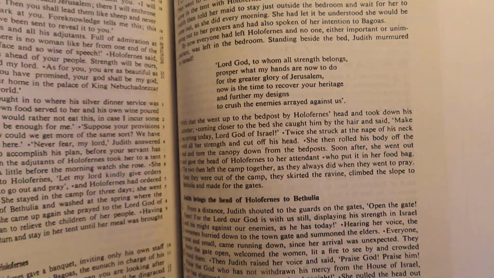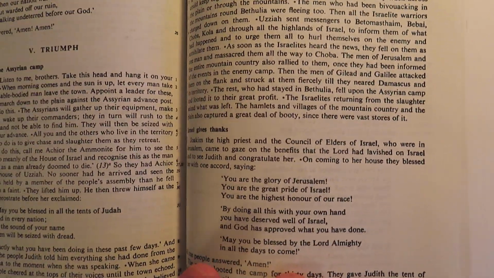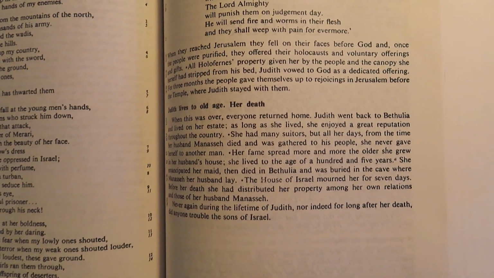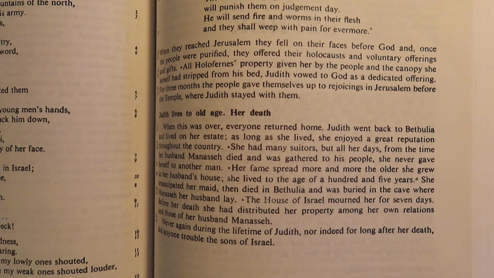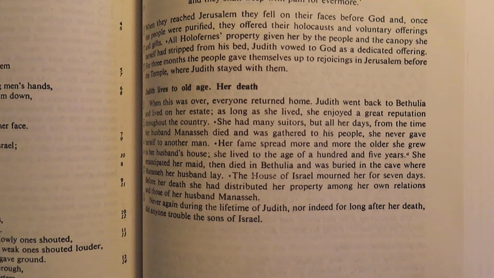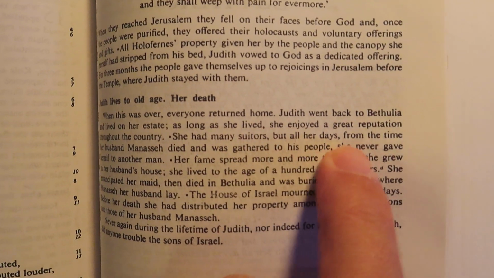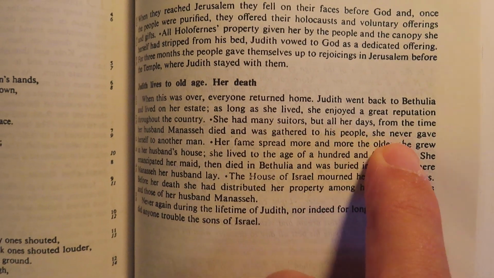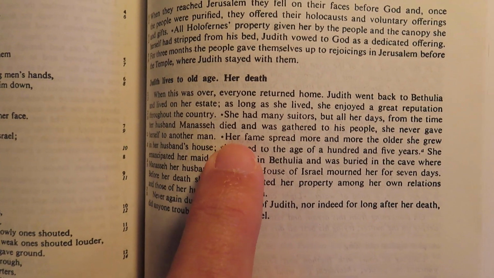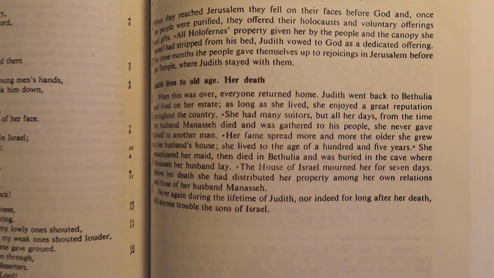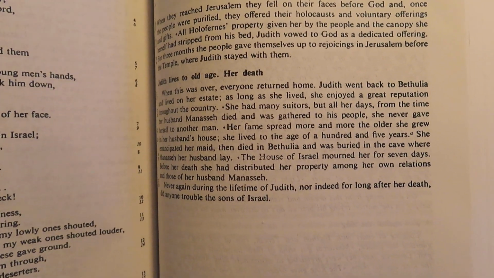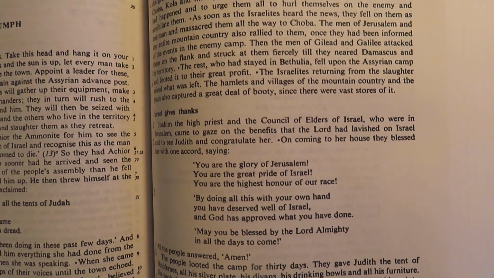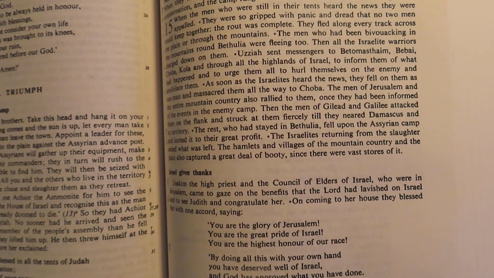It also strikes me as a little bit strange. I don't know, I'm a little bit afraid of saying something chauvinistic, but tell me what you think here. It makes such a big deal about how pious she was, and how she had many suitors all her days from the time her husband Manasseh died and was gathered to his people. She never gave herself to another man. She's chaste, she's a widow, she's staying faithful to the memory of her husband. But at the same time, she's definitely a flirt and a tease, right?